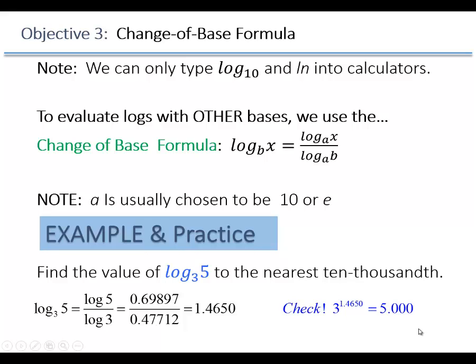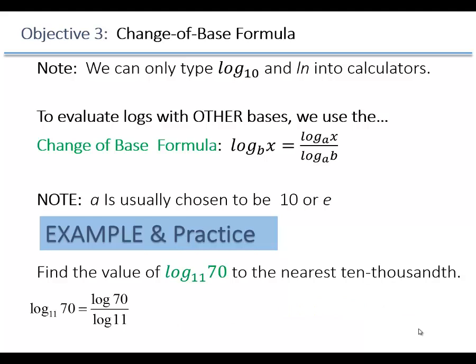Let's do one more. Let's calculate what the value of log base 11 of 70 is. Again, no way to do that on your calculator, so we rewrite it. Again, we'll use common log. I'd recommend trying this as well, just using the natural log. Even though the middle steps will look different, you'll still get the same value in the end.